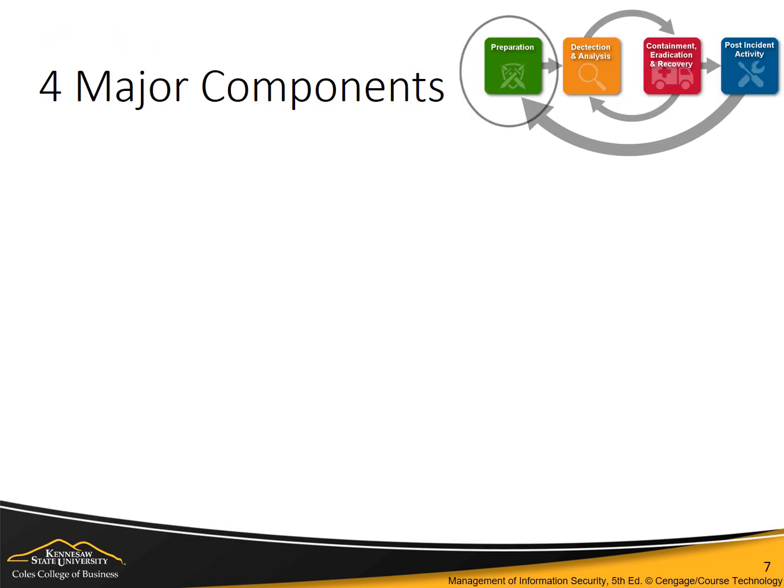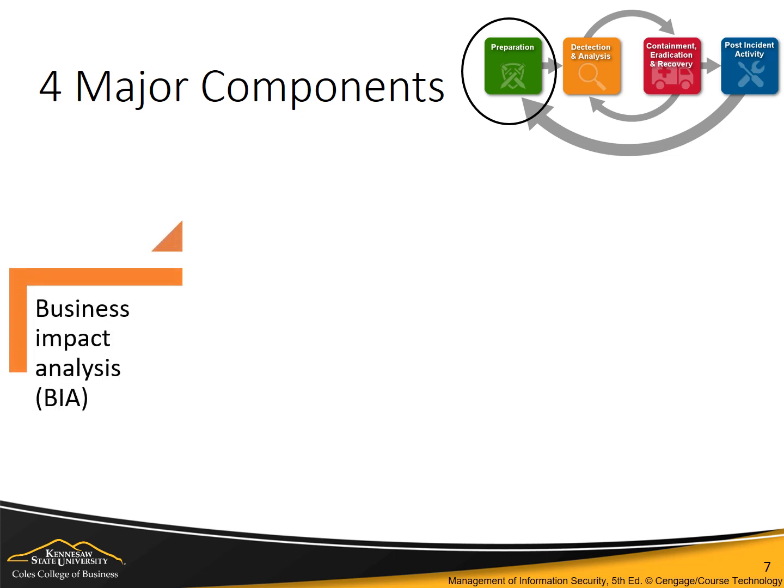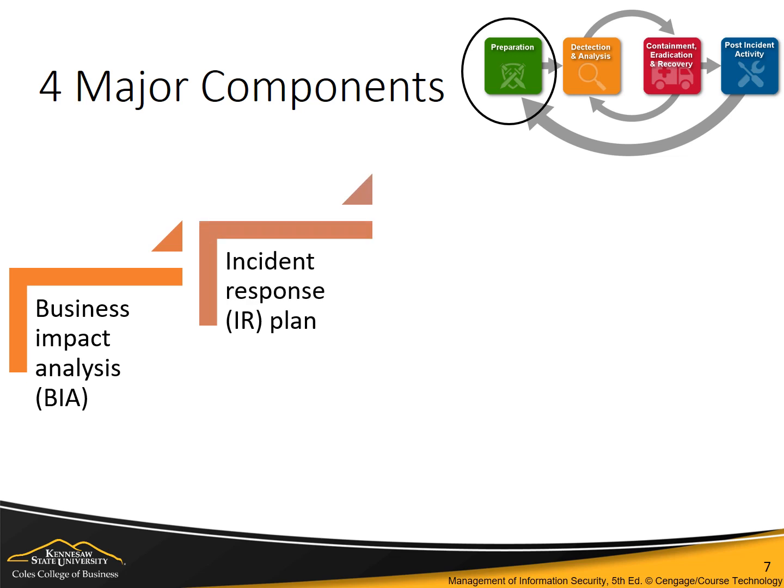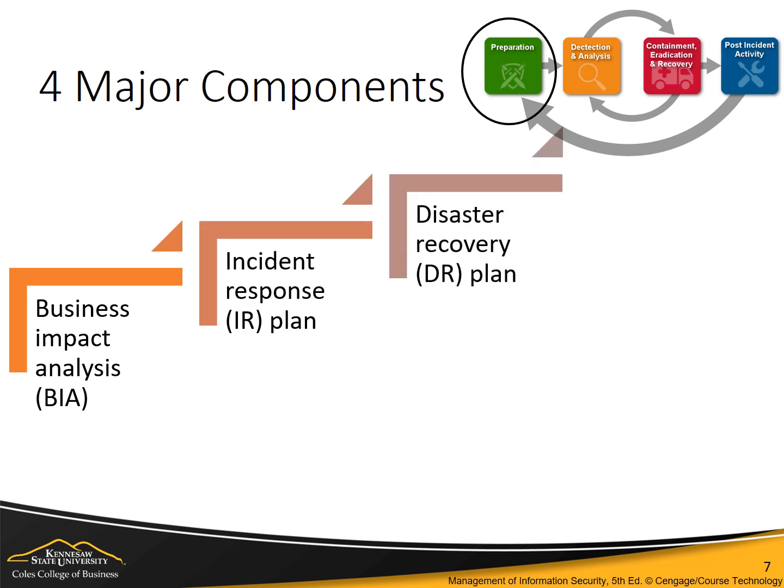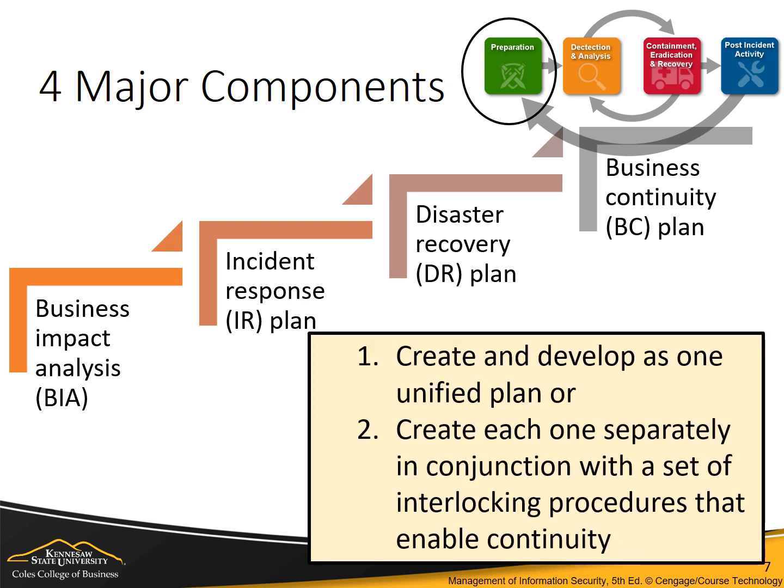CP consists of 4 major components: business impact analysis, or BIA, incident response plan, or IR, disaster recovery plan, or DR, and business continuity plan, or BC. Depending on the organization's size and business philosophy, IT and InfoSec managers can either 1. Create and develop these 4 CP components as one unified plan, or 2. Create the 4 separately in conjunction with a set of interlocking procedures that enable continuity.